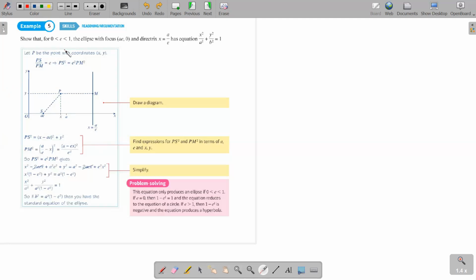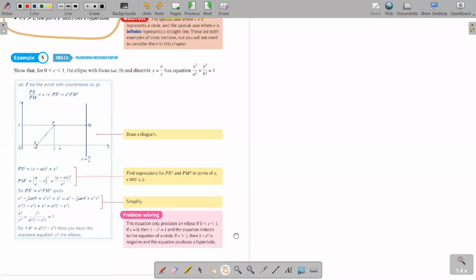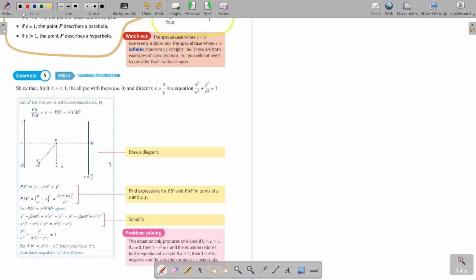Do you agree? Now what we are going to do is, you know that our eccentricity equation is defined as E equals PS over PM. Am I correct? Yeah.